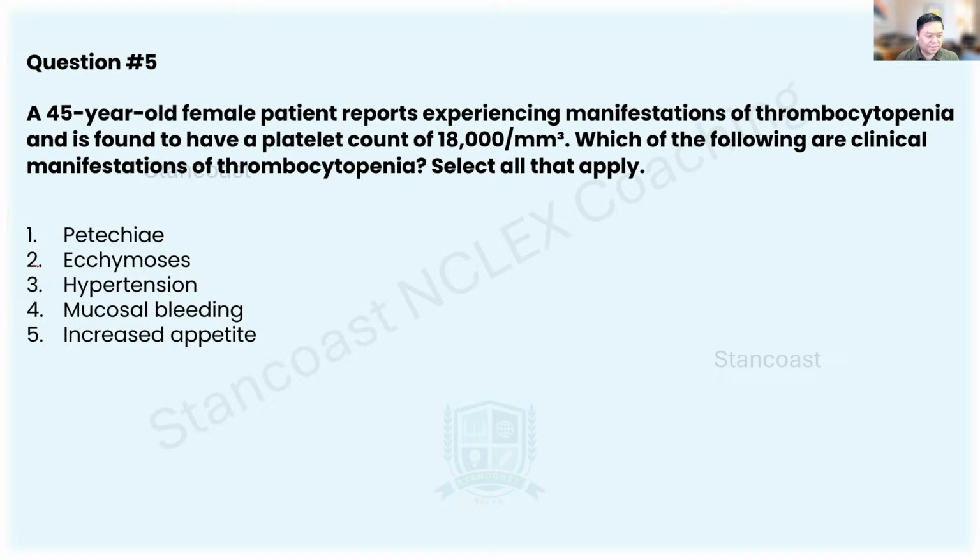All right, 2, 3, 4. AG Ike, just checking on you. You answered 2, 3, 4. So that's basically ecchymosis, hypertension, and mucosal bleeding.